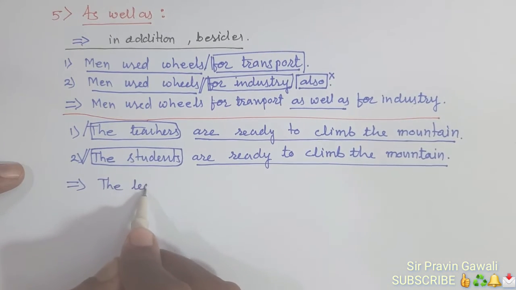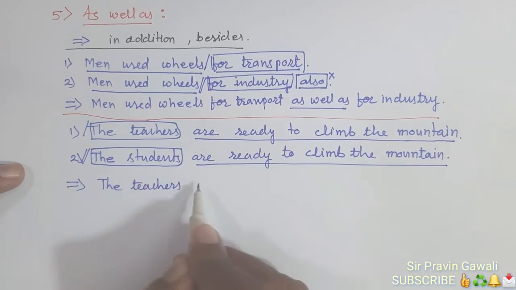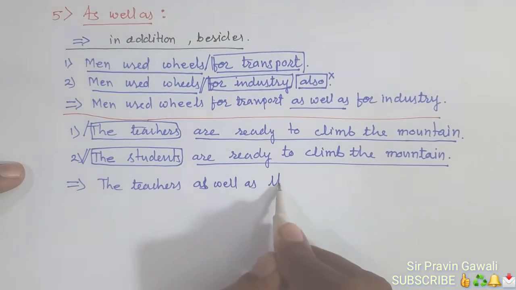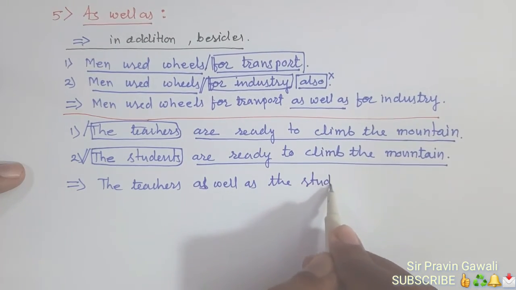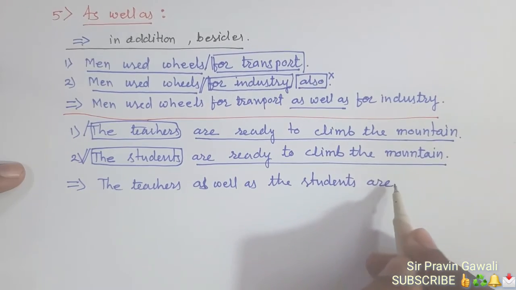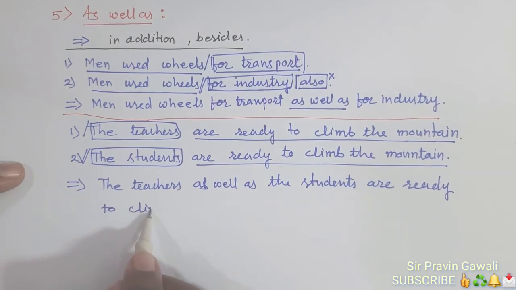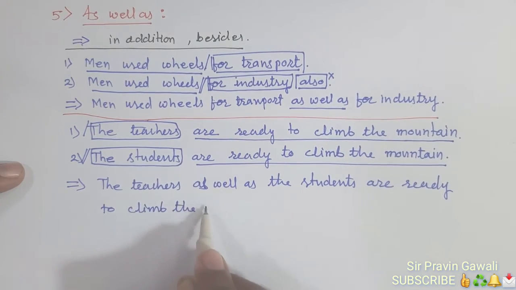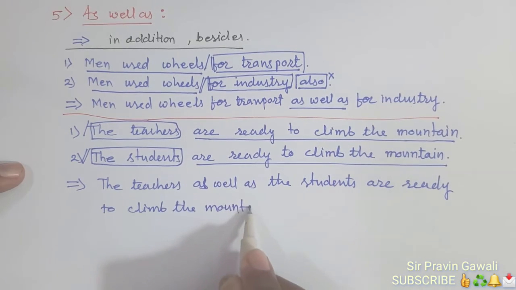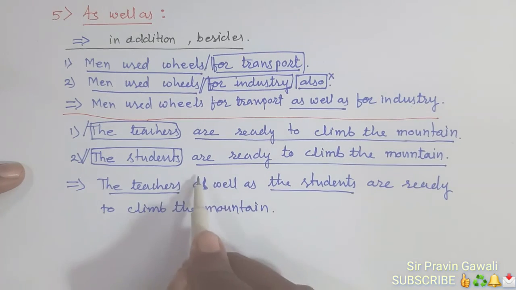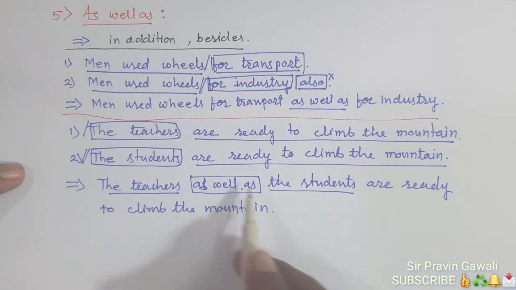The teachers as well as the students are ready to climb the mountain. Okay, student? So I told you in between the different parts in the sentences we need to write as well as. The teachers as well as the students are ready to climb the mountain.